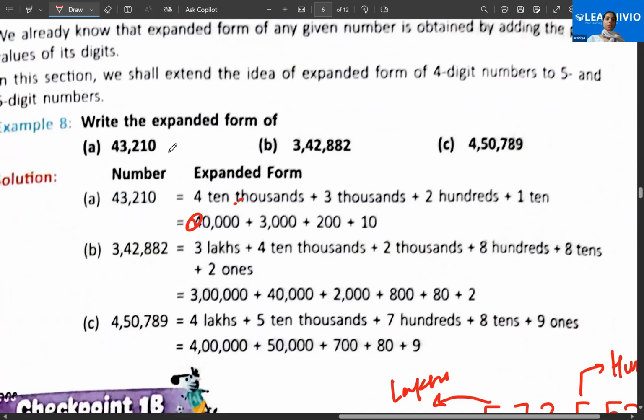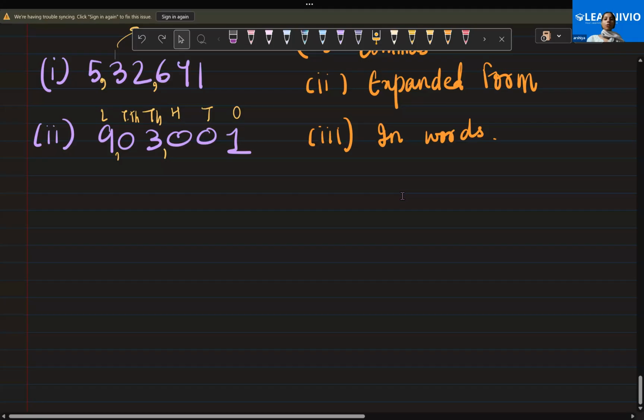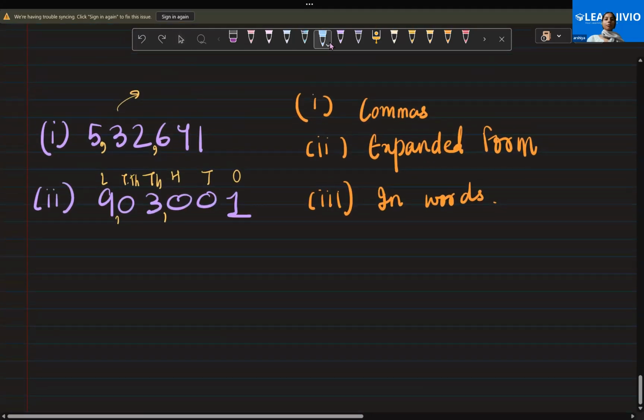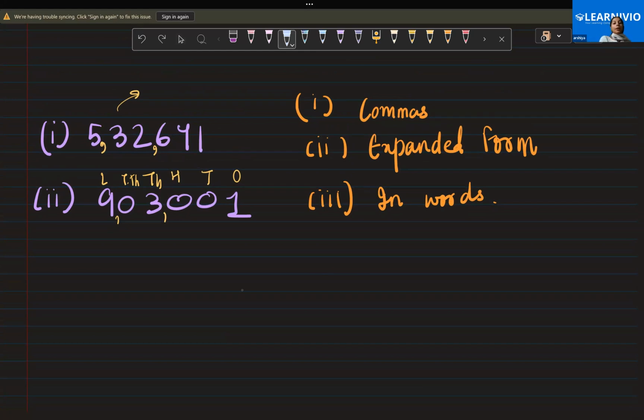So let's reshare the screen again. I'm changing the screen. Tell me once you're able to see it. Yes, I can see. Okay. All right. Now I'm going to take this one. 5.